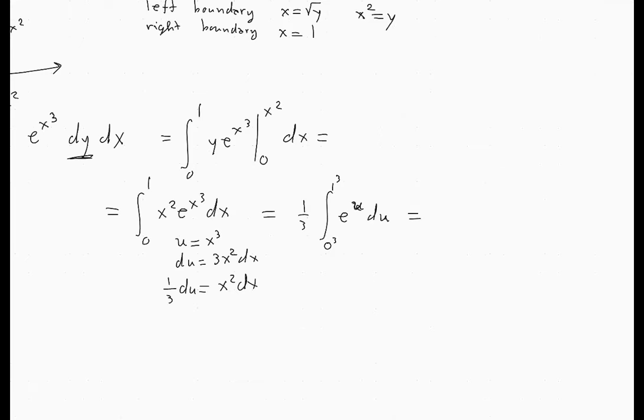And this will give you 1/3. The antiderivative of e to the u, of course, is e to the u from 0 to 1. So that will be 1/3 times e to the first, also known as e, minus e to the 0, also known as 1. And that's our final answer.